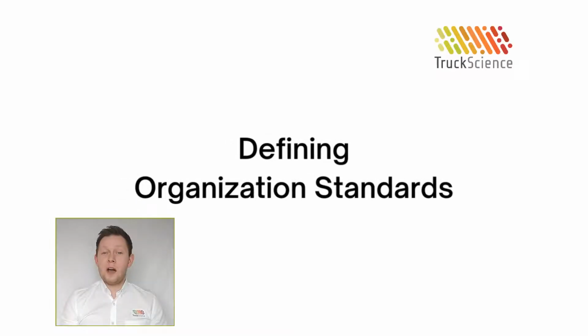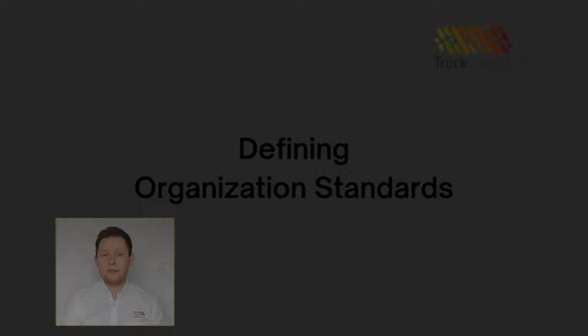In this short video, I will explain how to define organization standards in the TruckScience app. The app already verifies your designs against regulatory limits, dictated by the jurisdiction your vehicle will operate in, and ratings defined by the original equipment manufacturer or chassis OEM. Defining organization standards ensures that your designs also comply with the best practices adopted by your organization.